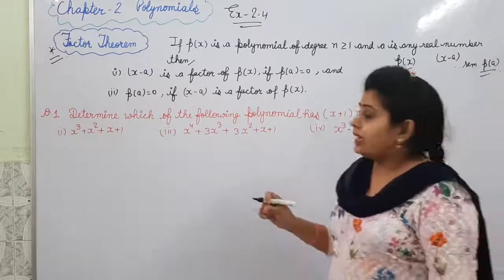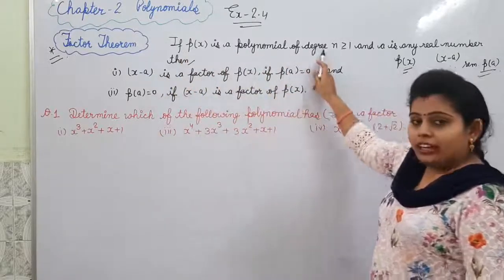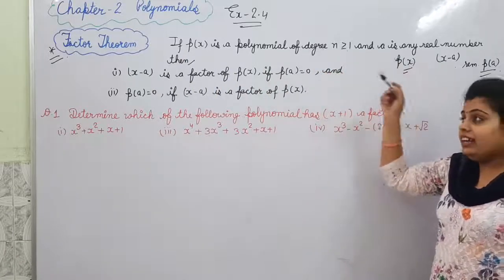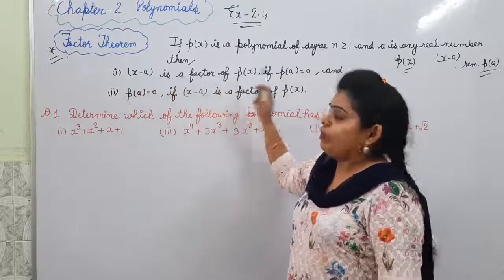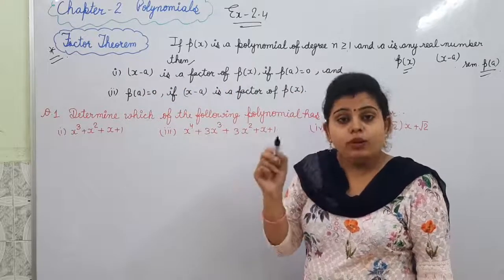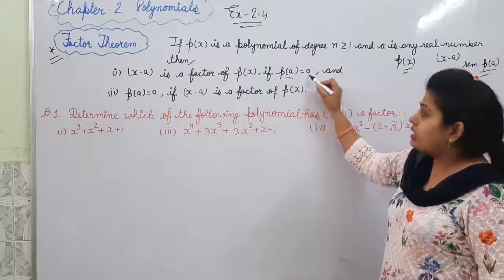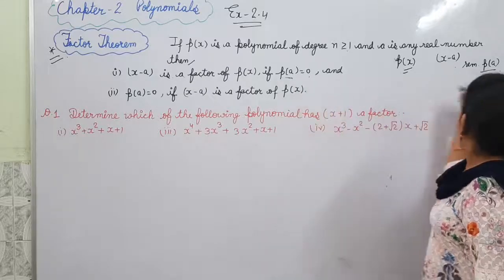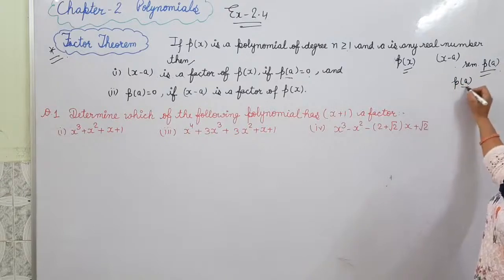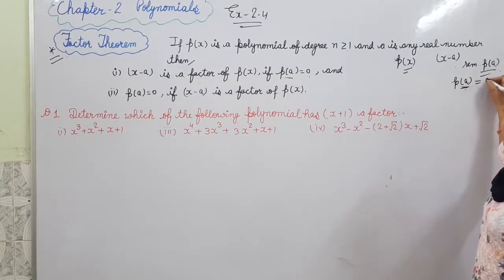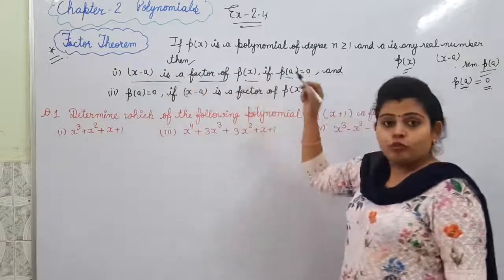Now what we will study here: if p of x is a polynomial of degree n greater than or equal to 1 and a is any real number, then x minus a is a factor of p of x. When will x minus a be a factor of p of x? If p of a, meaning the remainder, is coming equal to 0. What we have done in remainder theorem, we find p of a, and if this p of a is coming equal to 0, then we can say that x minus a is a factor of p of x.